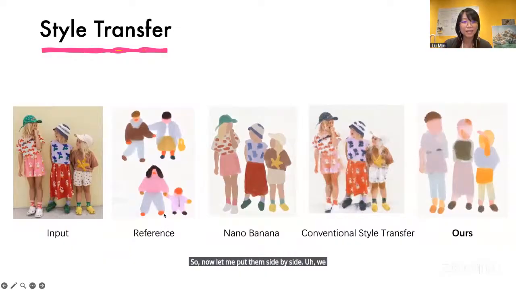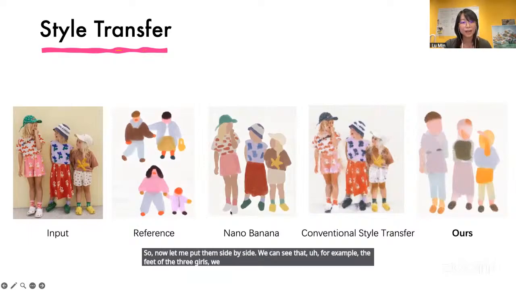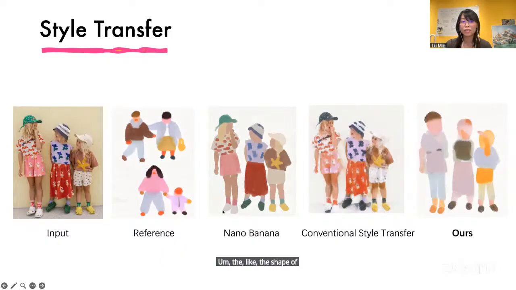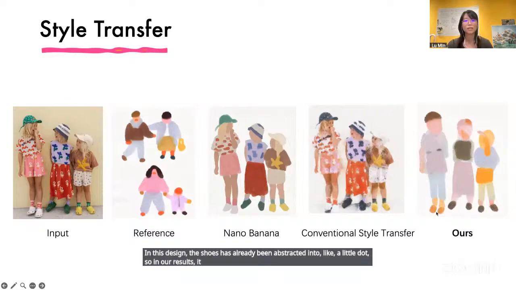We can see that, for example, for the feet of the three girls, with Nano Banana and some conventional style transfer methods, the shape of their shoes basically takes the original shape of the shoes from the input. But in the reference style, we can see that in this design, the shoes have already been abstracted into a little dot. So in our results, it's really represented in that way.